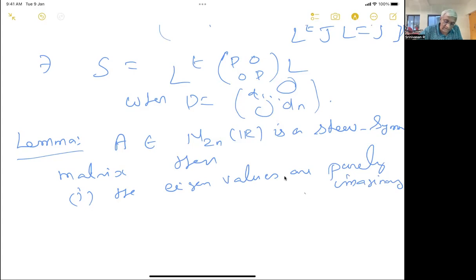That is clear since this is the definition: A transpose equal to minus A. Okay, so lambda bar is an eigenvalue, and lambda bar should be equal to minus lambda, which means it is purely imaginary.